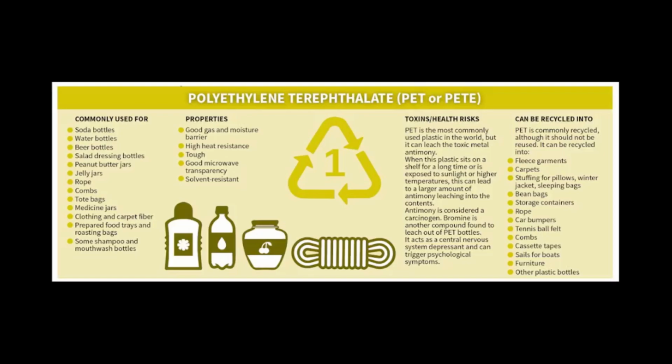Plastic 1 is polyethylene terephthalate, or PET, or PETE. Polyethylene terephthalate is the most common plastic that we encounter in our daily life. Some properties of PET is that it's a good moisture and gas barrier, which protects the contents inside from contamination and spoilage. It has high heat resistance, and it's microwave transparent, so the microwave can still heat up the food inside the plastic.